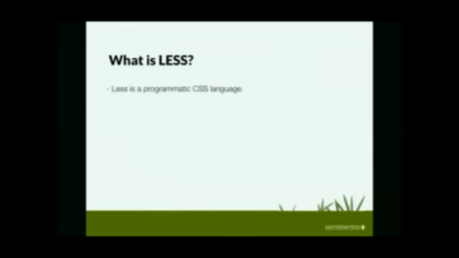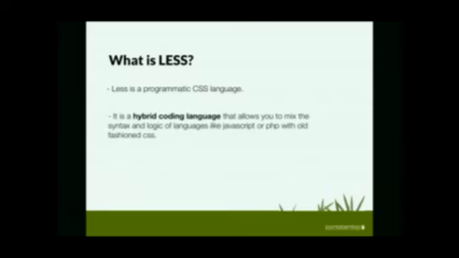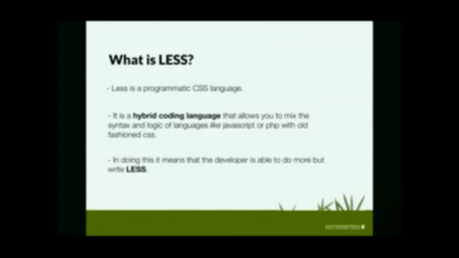So what is Less? Less is basically a programmatic CSS language. It's a way to use the logic that you might find in JavaScript or PHP and apply it to CSS. I'm going to do a full demo of it in a little bit. And as the name suggests, it means that the developer ends up having to write less code.